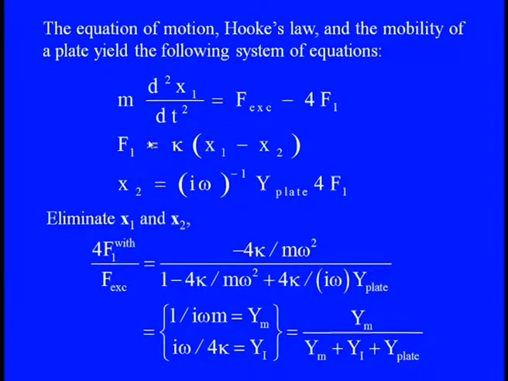So 4F with isolator divided by F excitation equals the mobility of the machine Ym divided by Ym plus Yi plus Y plate. So here we are considering the mobility not only of the machine and isolator, but also of the plate, because the plate acts here as the flexible feature.